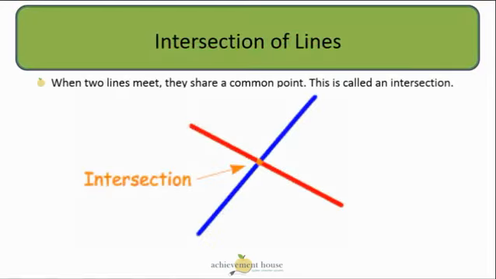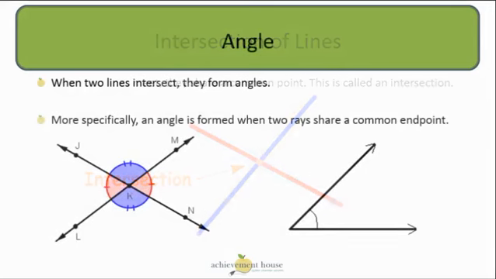geometry. So we already know what lines are, but what happens when two lines meet? What exactly is happening? Well, when two lines meet, they share a common point. So we know that lines are made up of an infinite number of points. And when two lines meet, that means they share one point in common. And that common point is called the point of intersection.